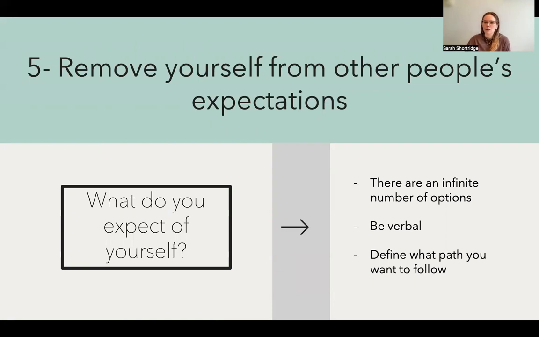When you speak about what you want to the people in your life, you can explain to them that there are different paths that you can choose, and the reason why you are choosing to follow the one you are following, and that will allow you to define your own expectations instead of living by other people's definition of you.